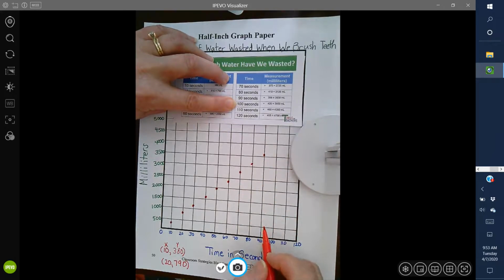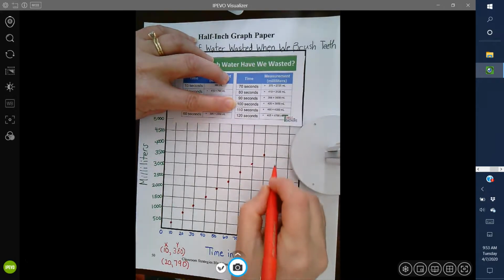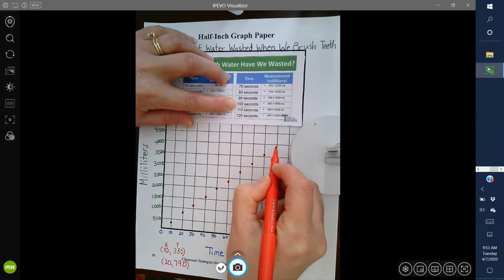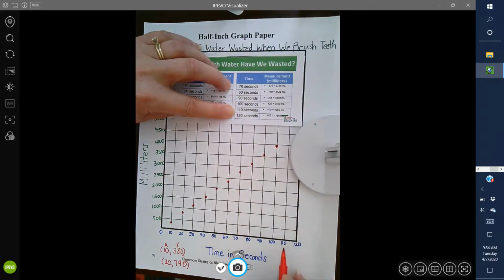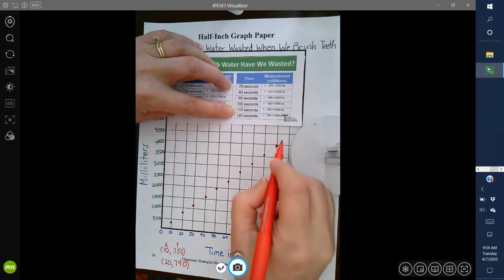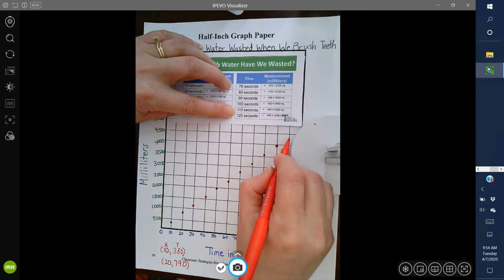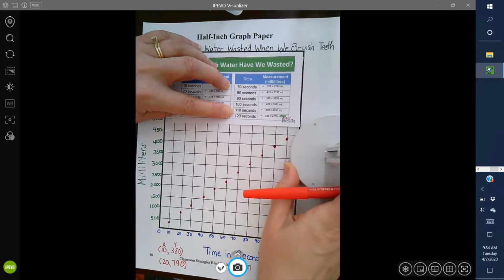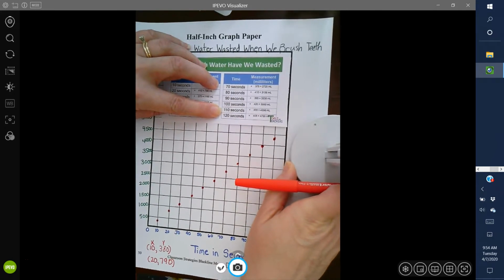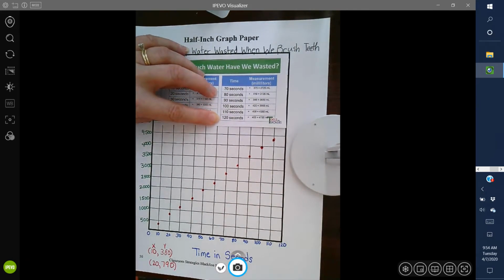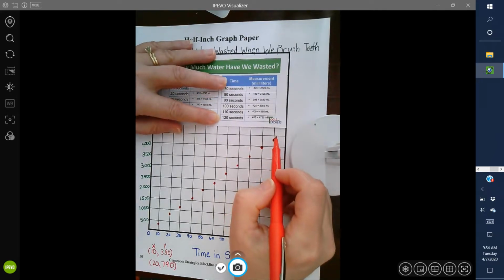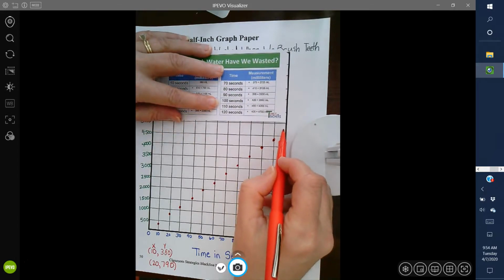100 is going to be 3,950, so it'll be right under the 4,000 mark. And then 110 seconds will be 4,350. So we'll say about here. And I'm going to run into a little space. I'm just going to move over just a tiny bit. And this time 120 is at 4,755. So it's going to be right in about the middle right there.